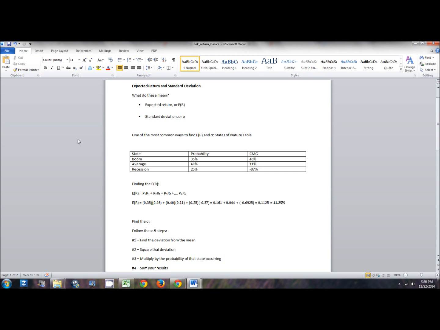Alright, so here we go. Part 2 of this two-part series on risk and return. In part 1, we talked about what expected return and standard deviation even mean. So here in part 2, I wanted to get into some more of the quantitative nature behind these two things.